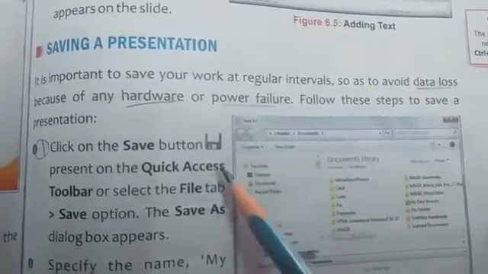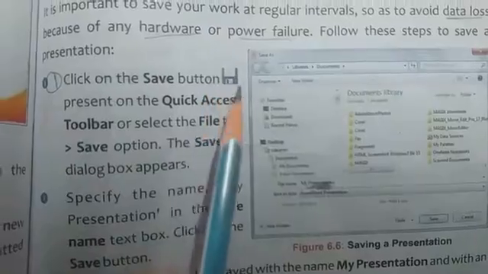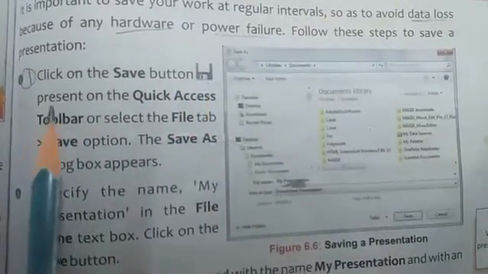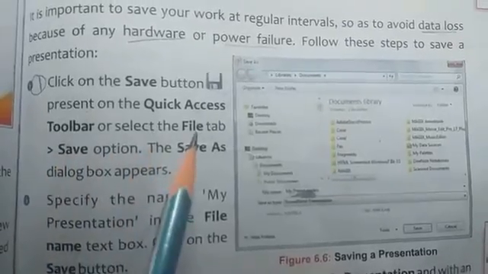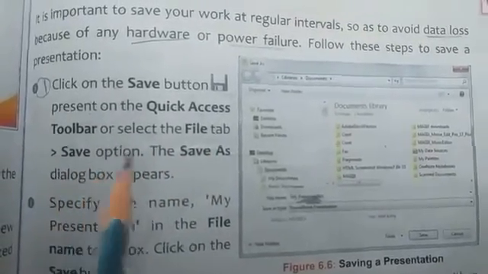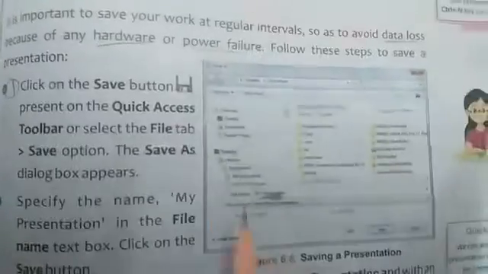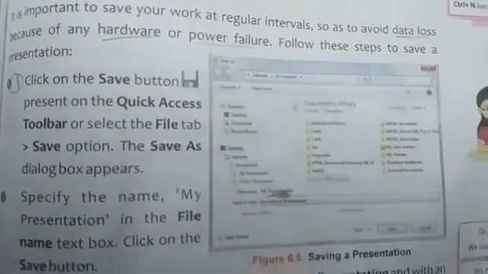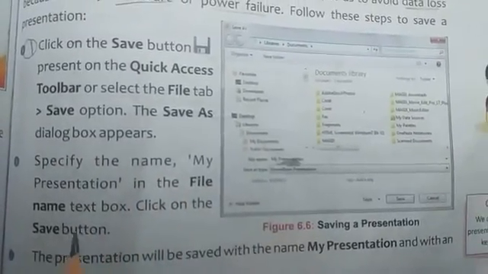So how can we save any presentation? We have to click on the Save button. This button is present on the Quick Access Toolbar. Or you can select the File tab and then the Save option. The Save As dialog box will appear. Whenever we choose this Save button, one dialog box opens. Now specify the name My Presentation in the File name text box and click on the Save button.